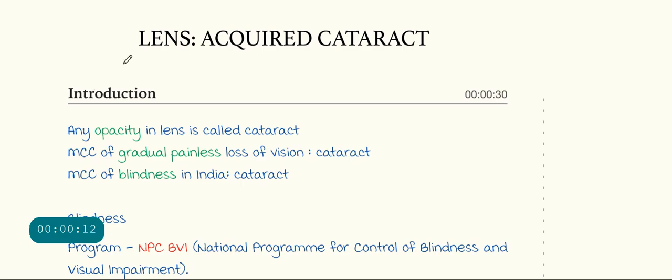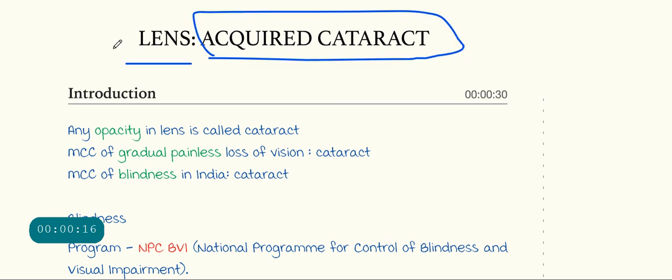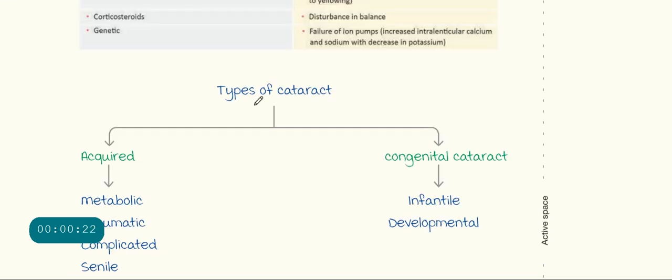So the next topic which we are going to start is acquired cataract in the lens. What is acquired cataract? What are the types of cataract? These are acquired and congenital. Basically, in this session we are going to study about the acquired cataracts.